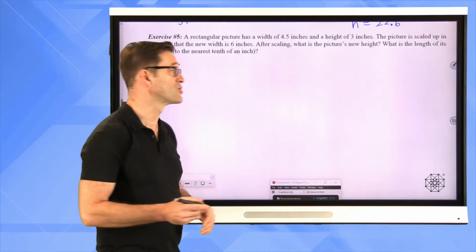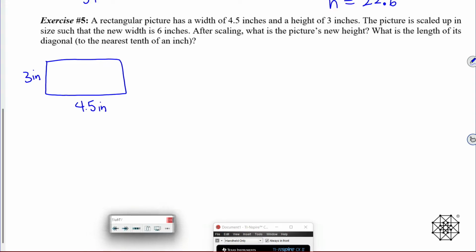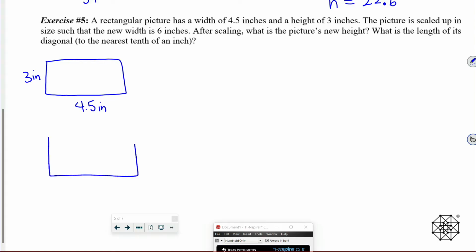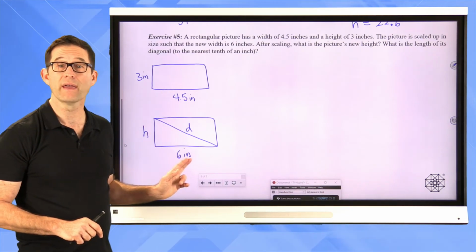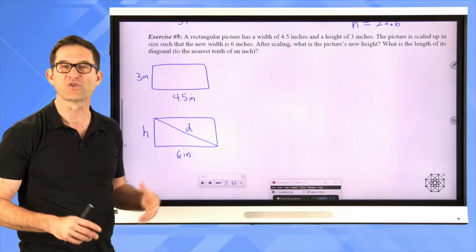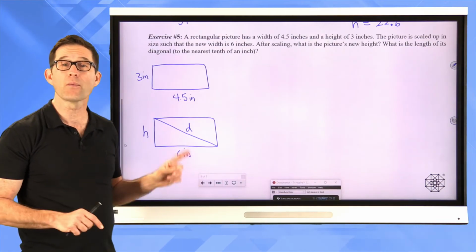All right, well, let's get a good picture. So we have our original picture that is 3 inches by 4.5 inches. And then this thing got scaled up so that its new width is 6 inches, and we don't know the new height, and we don't know the new diagonal. So we've got our original and we've got our scaled version. It doesn't actually matter that it's a rectangle and not a triangle, because the relative size is the same. So the first thing I want to know is that height.